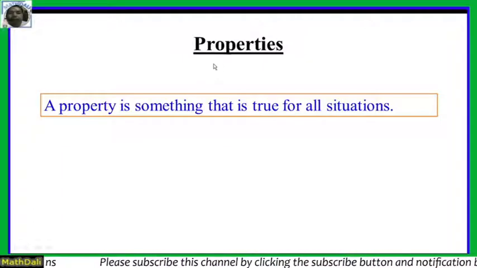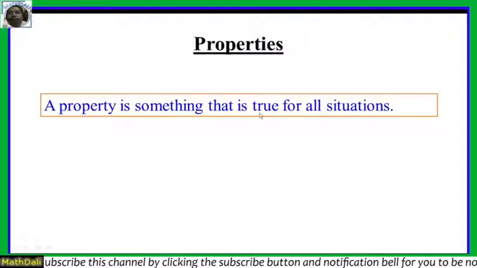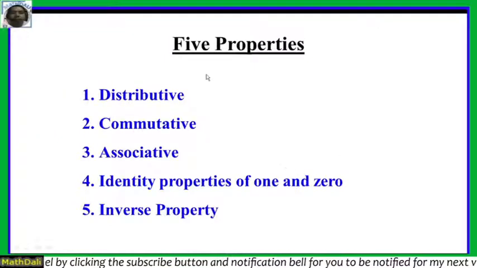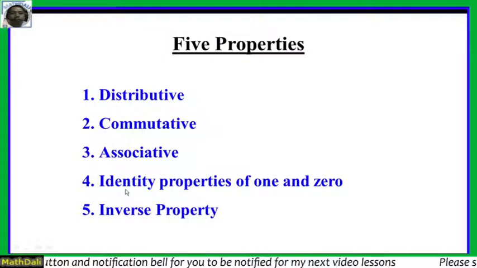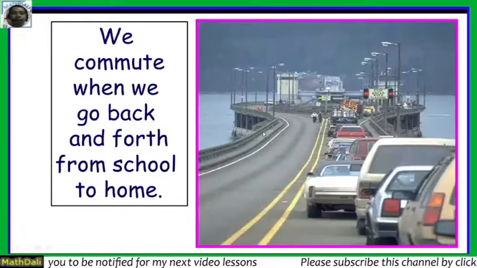Okay, let us have the properties. A property is something that is true for all situations. Ito yung mga 5 properties natin. Isa-isa natin to discuss. Distributive, commutative, associative, identity property of 0 and 1. Then we have the inverse property.